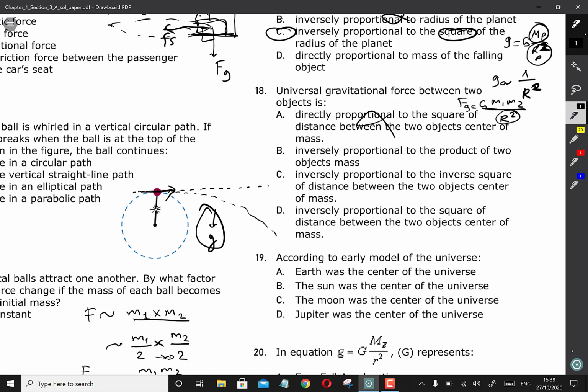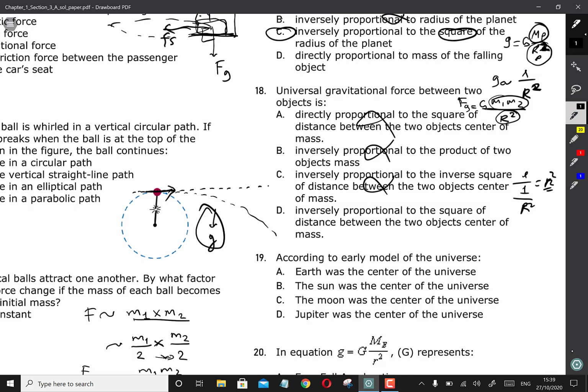No, directly proportional because m1 times m2, objects' mass are in numerator. Fg and m1 times m2 directly proportional. This is not correct. Inversely proportional to inverse square of the distance between two objects' center of mass. So inverse square to inverse square means 1 over r squared. So it becomes r squared. No, this is not correct. So because r must be in denominator, not numerator.